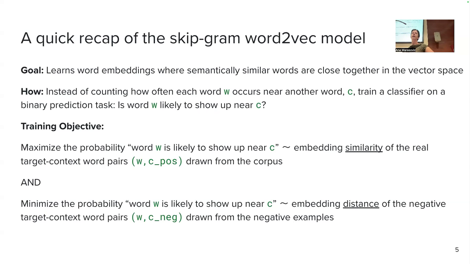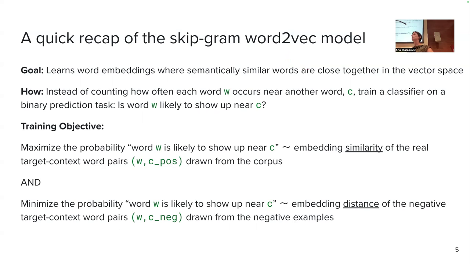Our goal was to learn these word embeddings where semantically similar words are close together in the vector space. We started with the distributional hypothesis, which says that words that appear in common contexts often have similar or related meanings. We were riffing off that idea to build these word vectors, so that if words are similar or related, they will be close together in the vector space. So instead of counting like before, like you did in your homework, we trained a classifier that predicts, given a pair of a target and a potential context word, whether they really appear together somewhere in the distribution.